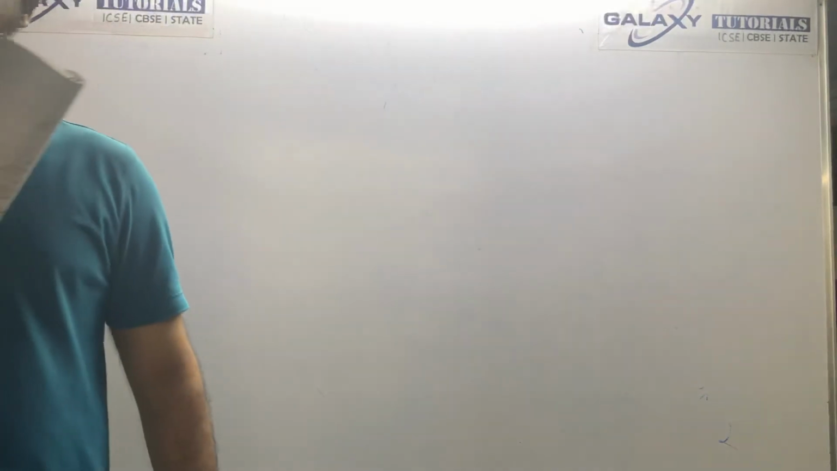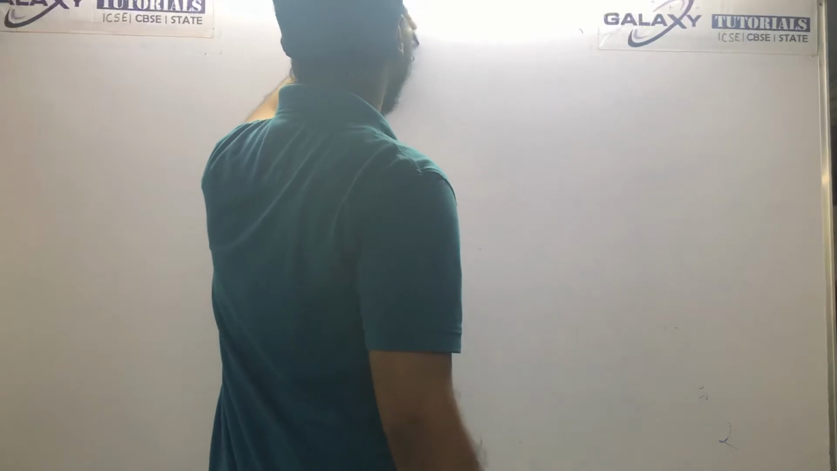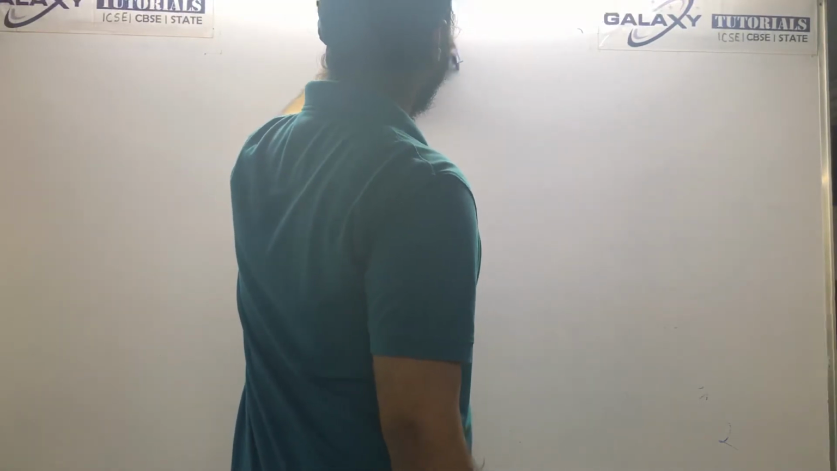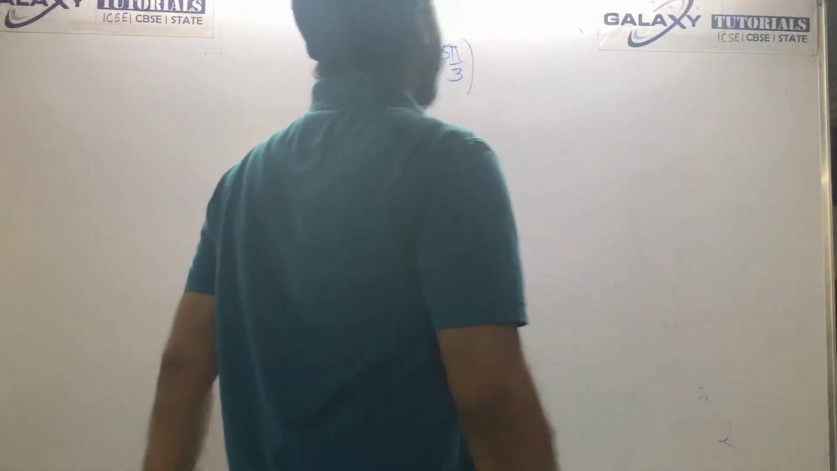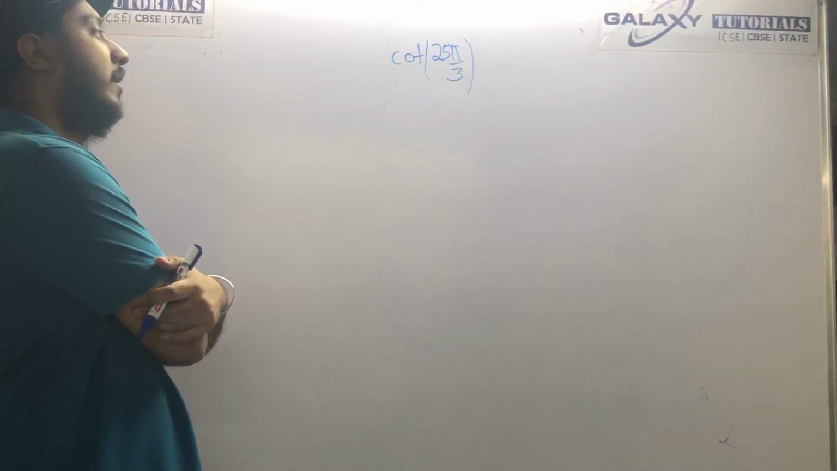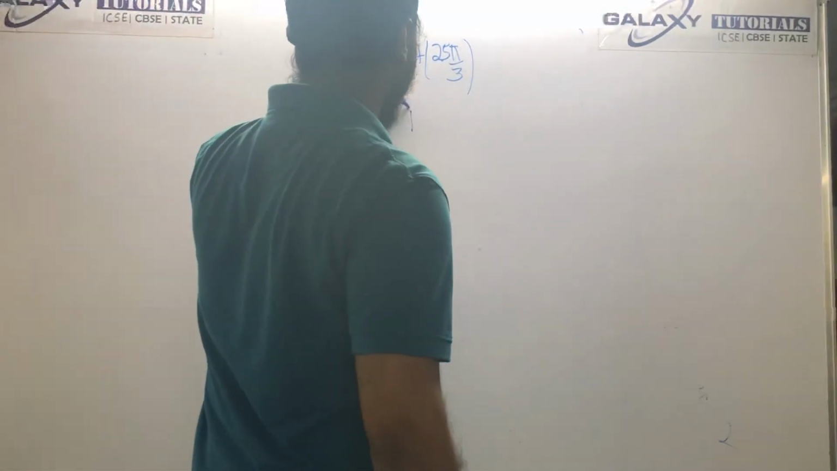Next, what is cot 25 pi by 3? Okay, now we have to find the value of cot 25 pi by 3. Now again, right here first, what is the periodicity of tan and cot?